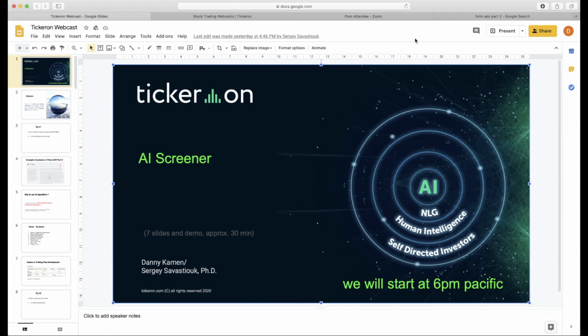So, as an active trader, I've had a lot of benefit from Tickeron's tools, and today I wanted to share that with you. I wanted to share with you specifically how I use the screener.